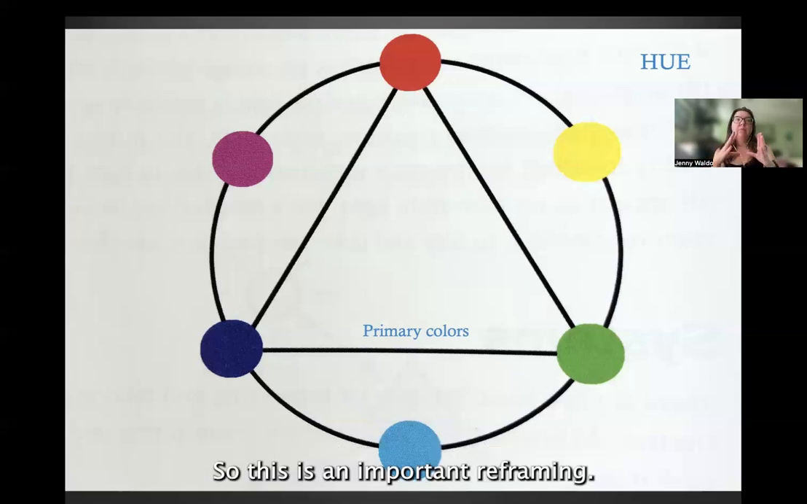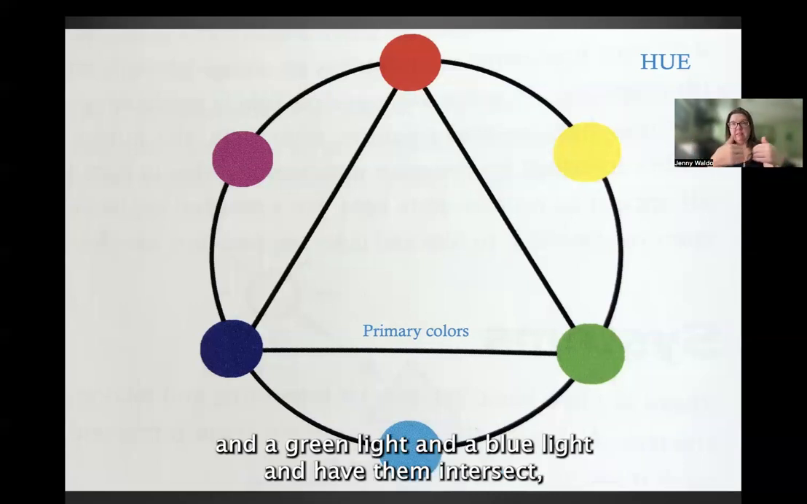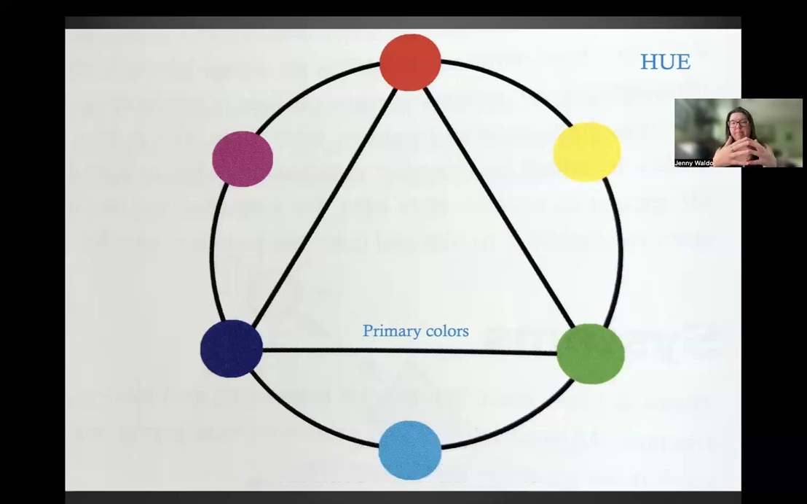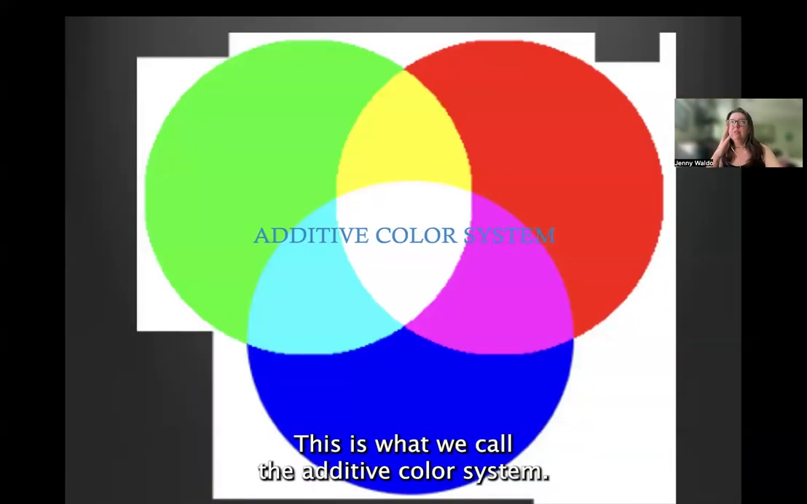So this is kind of an important reframing, and I've literally seen it done where, if you set up a red light and a green light and a blue light and have them intersect, it becomes white. Now, this is what we call the additive color system.